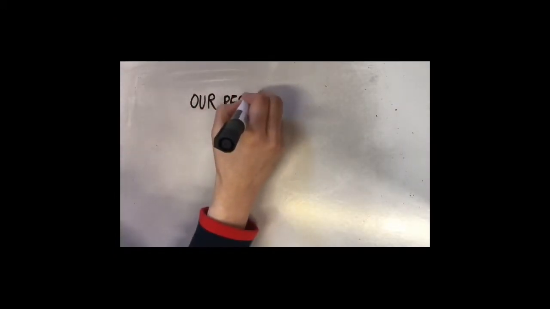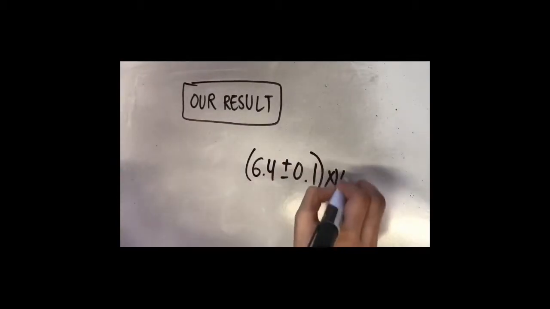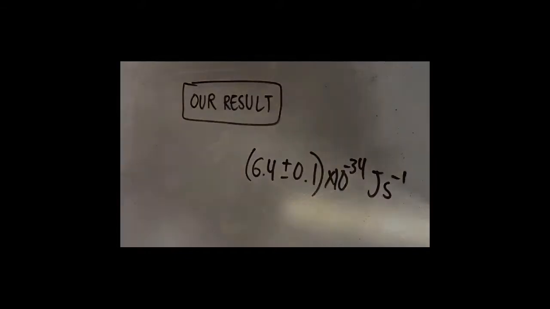You're probably wondering what was our result. We got a value of 6.4 times 10 to the minus 34 plus or minus 0.1 times 10 to the minus 34 joules per second. Our value falls under the accepted value for Planck's constant.